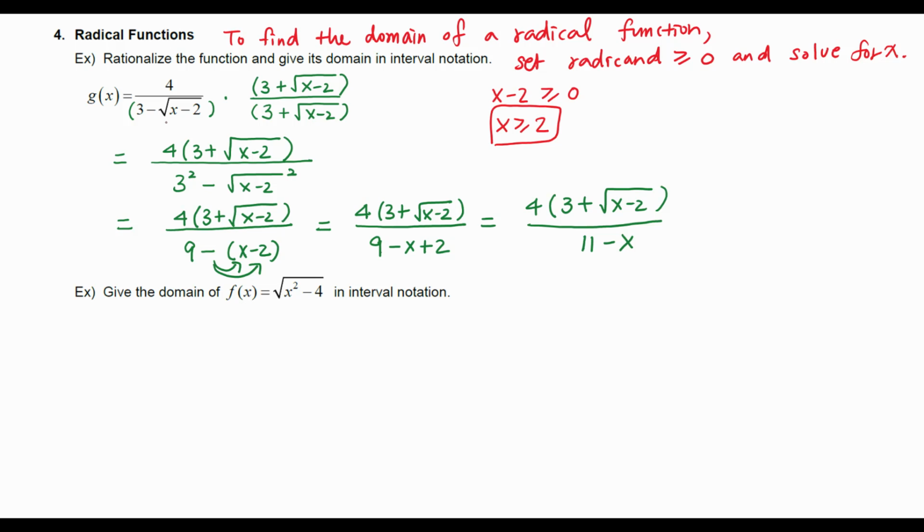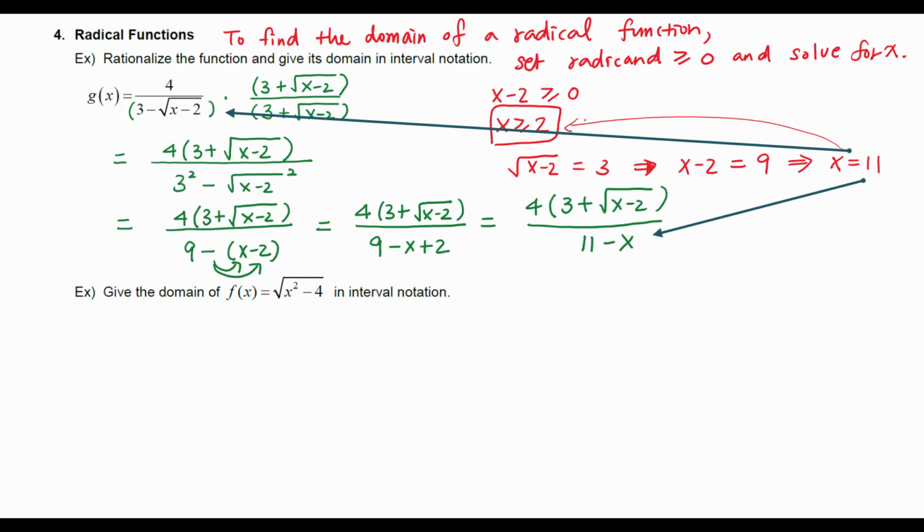So let's see. I don't want the radical of x minus 2 to be equal to 3, because that will make my denominator equal to 0, and then g of x would be undefined. If I solve this radical equation by squaring both sides, x minus 2 would be equal to 9. When I add 2 to both sides, that gives me x equals 11. And if x was 11, even though 11 is greater than or equal to 2, 11 is no good because it will make this function undefined.